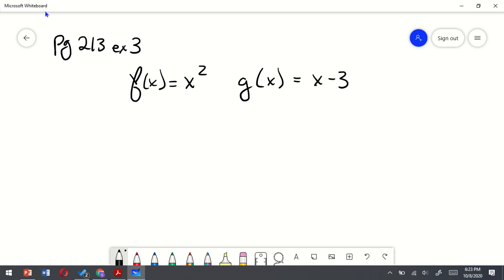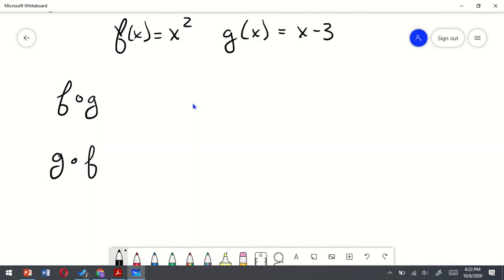And we're asked to find the composition f of g of x and g of f of x and their domains. And then we're asked to plug in some values as well. So they asked for f of g and g of f, using these functions. So remember that g of x gets plugged into f of x, right? So for g of f of x, for our second case, the order is swapped around.